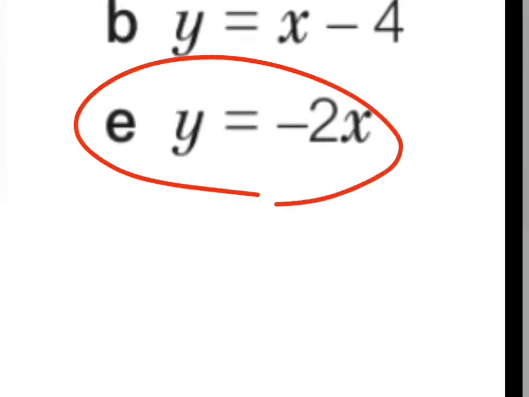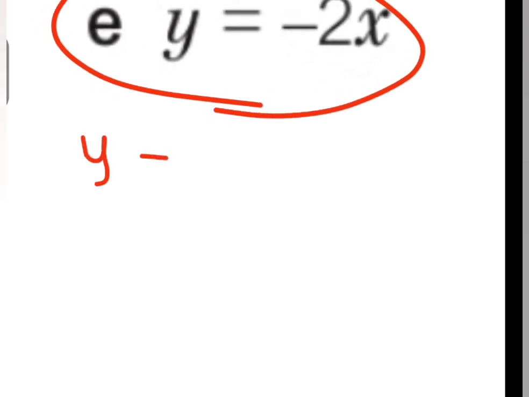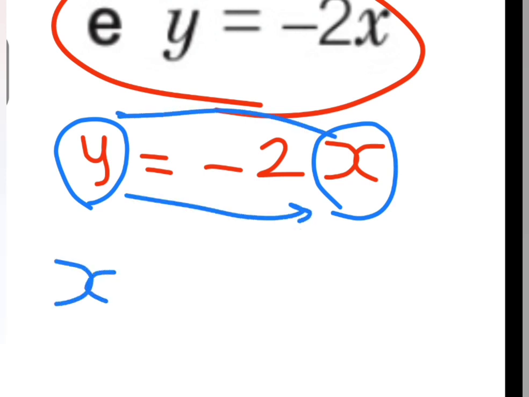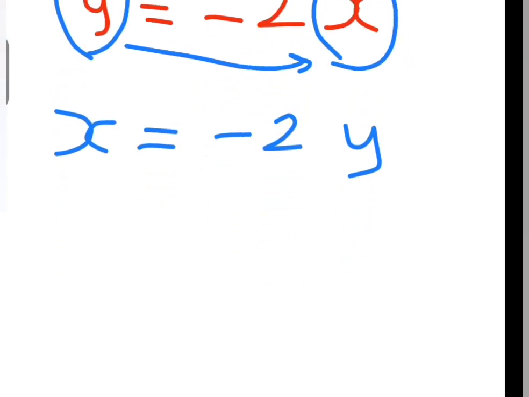Question E. Y equals negative 2x. Let's write it here. Y equals negative 2x. First step is what? Very good. Replacing the y and the x. So, x equals negative 2y. Good job.